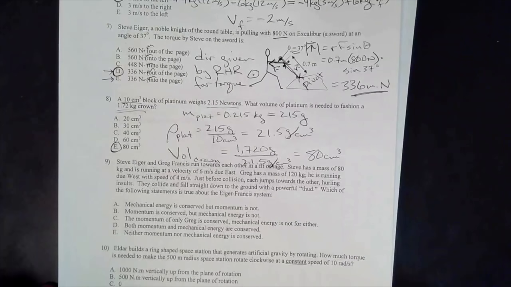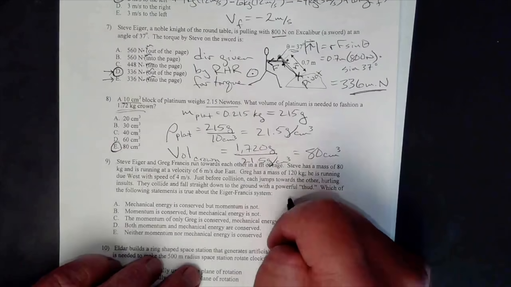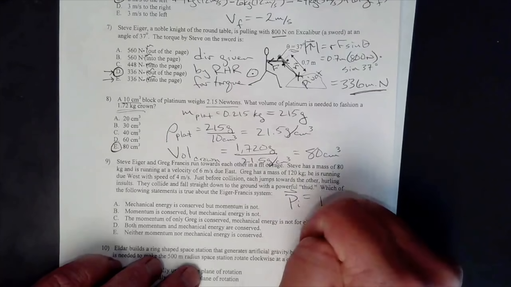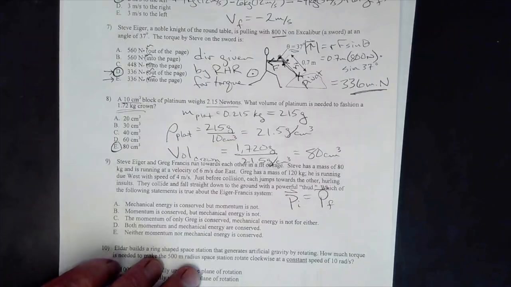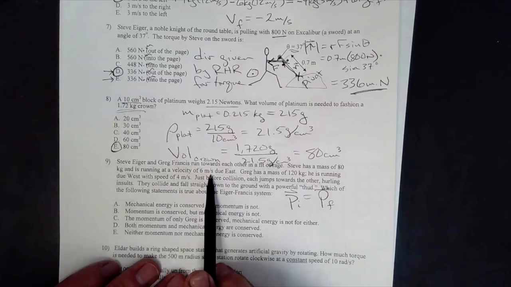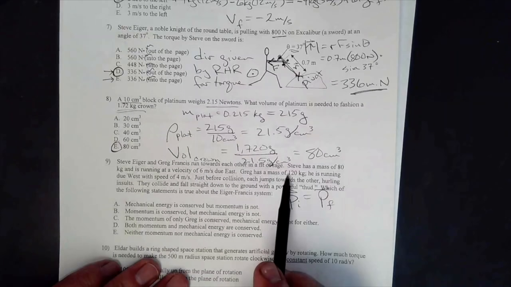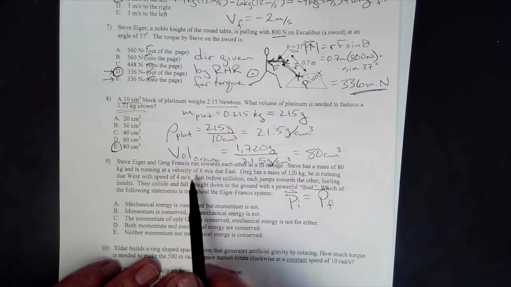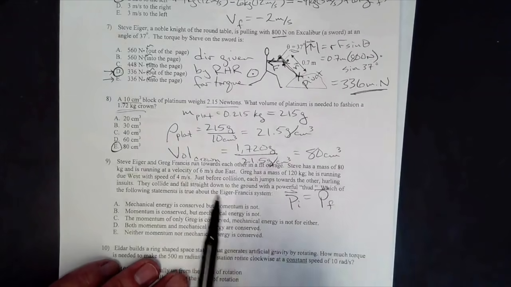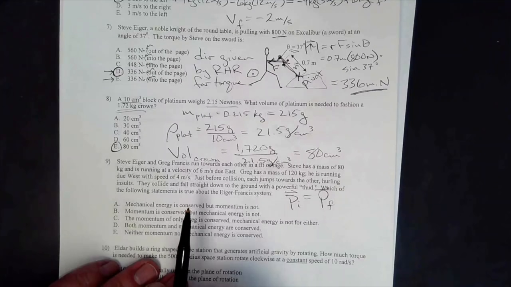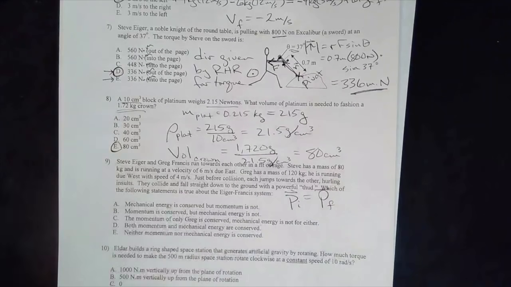Well, this is obviously a collision, so momentum is conserved. Now, before the collision, Steve had a momentum of 80 kilograms times 6 meters per second east. That's 480 franci east. Greg has a momentum of 120 kilograms times 4 meters per second, or 480 franci west. If I add 480 franci east to 480 franci west, I get 0. And that's exactly what they have when they collide and go nowhere.